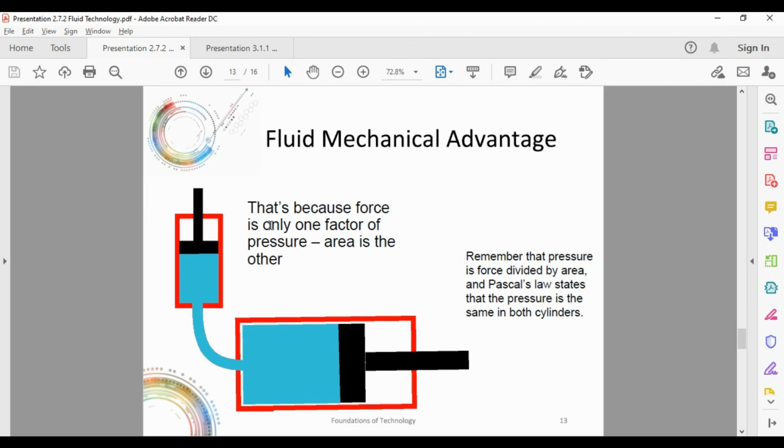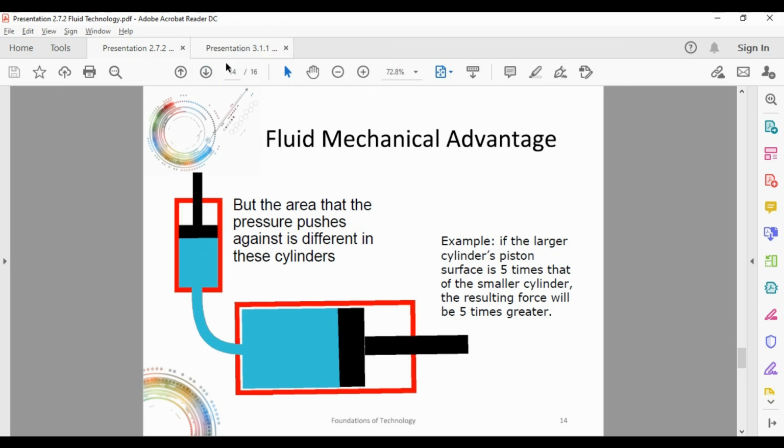That's because the force is only one factor. The pressure area is another. Remember that pressure is force divided by area, and Pascal's law states that the pressure is the same in both cylinders. So twice the area ends up resulting in twice the force in the area that's half the area, right? But the area that the pressure pushes against is different in these cylinders. Example, if the larger piston surface is 5 times that of the smaller cylinder, the resulting force will be 5 times greater. Okay, I just stated that earlier, but with 2.